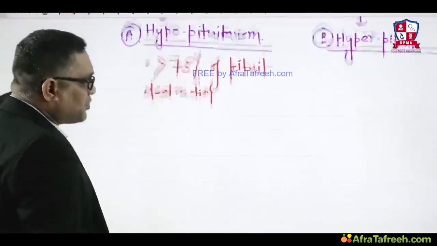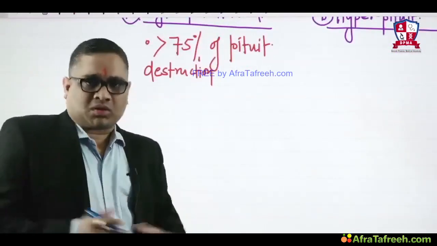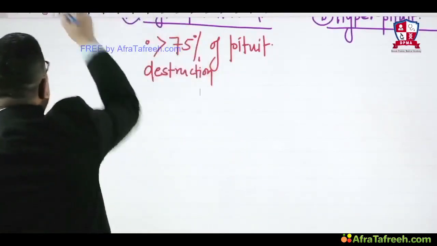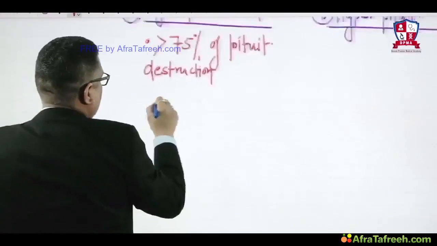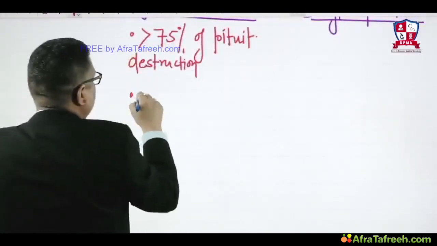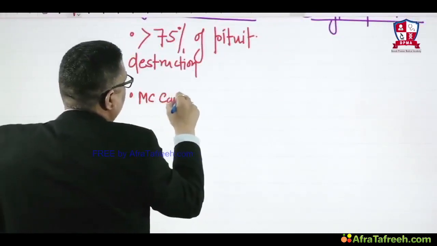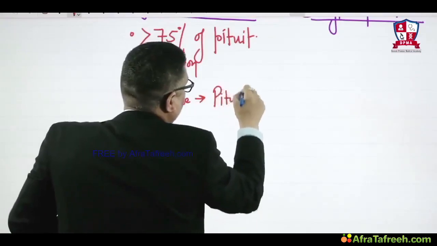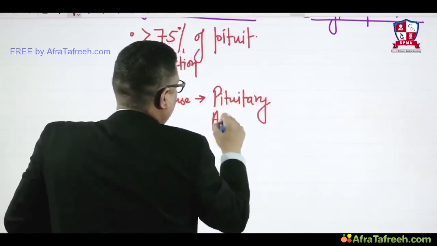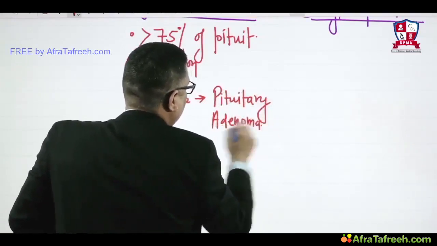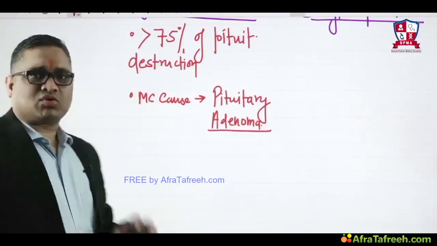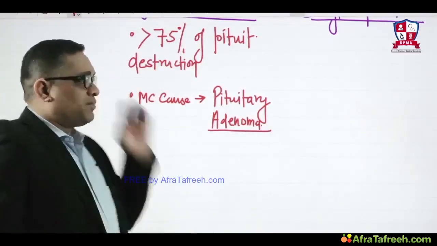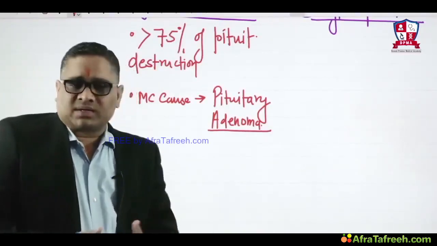In hypopituitarism, what is the most common cause? The most common cause of hypopituitarism is pituitary adenoma. So remember, pituitary adenoma is the most common cause of hypopituitarism. And when hypopituitarism is going on, you know that there are so many hormones there.